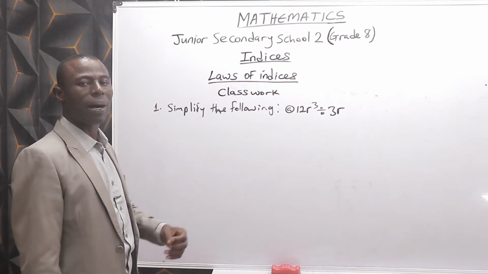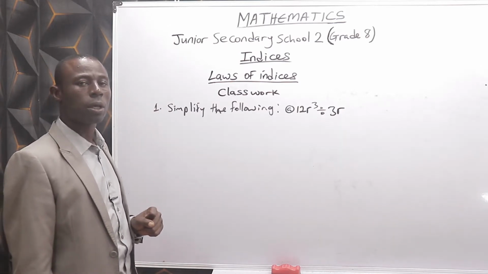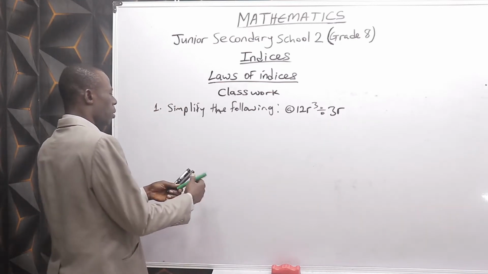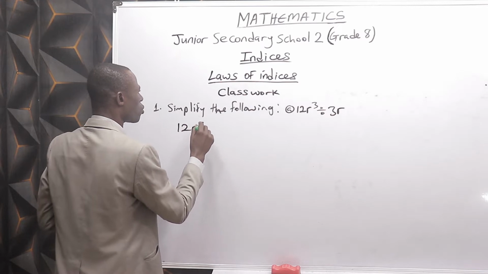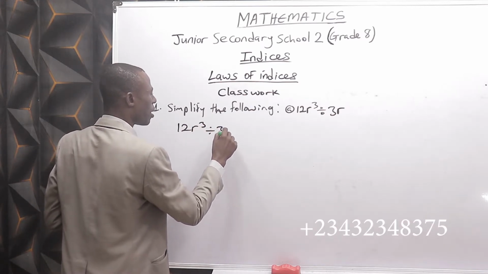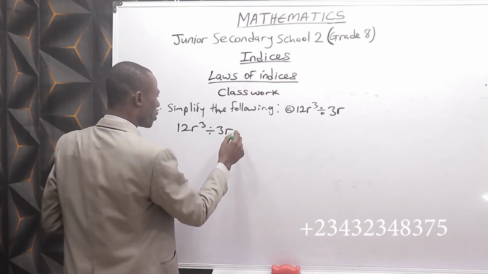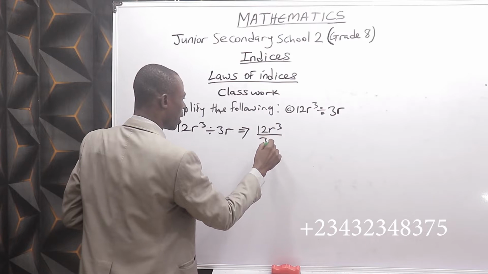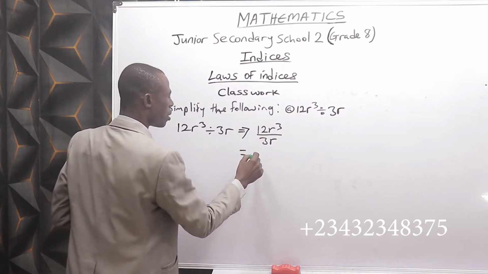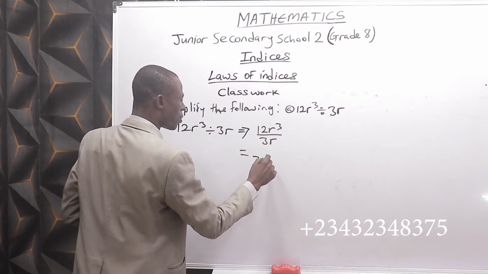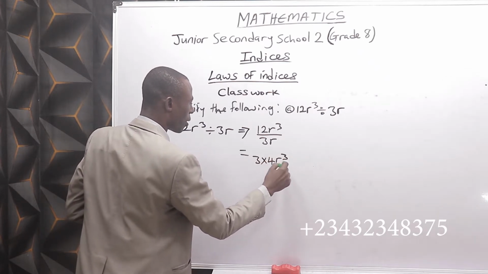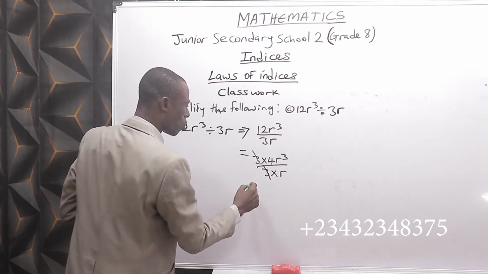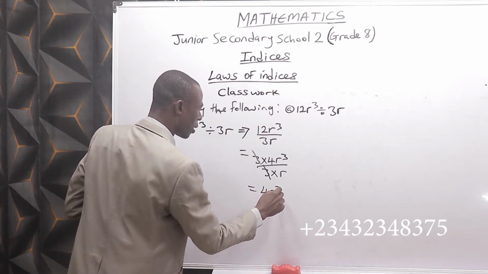Let's consider the A part of question 1 of the classwork. Simplify the following: 12r raised to power 3 divided by 3r. This actually means 12r raised to power 3 divided by 3r, which is 3 times 4r raised to power 3 divided by 3 times r. This 3 will take care of this 3, so we have 4r raised to power 3.